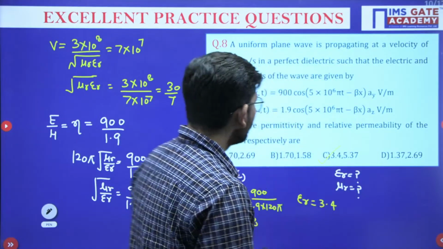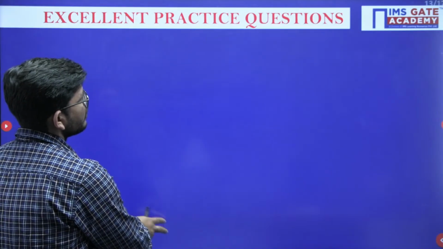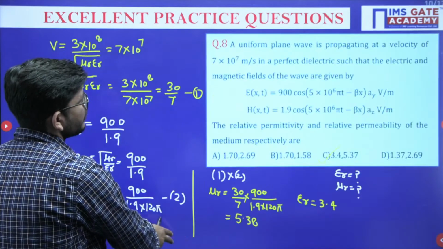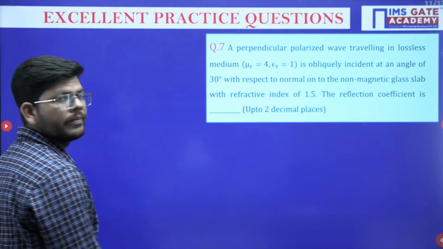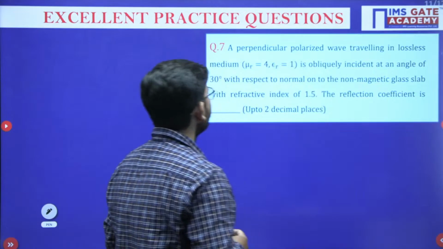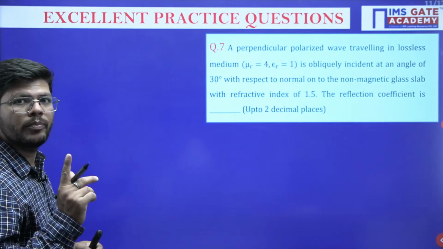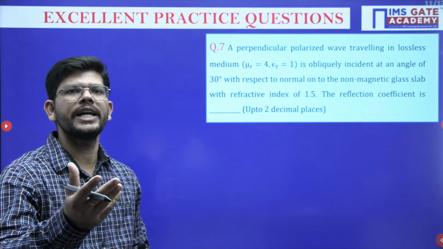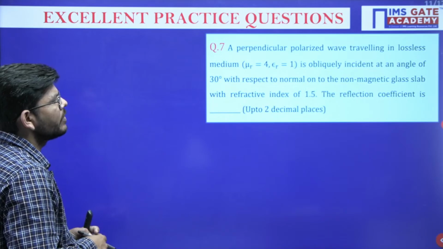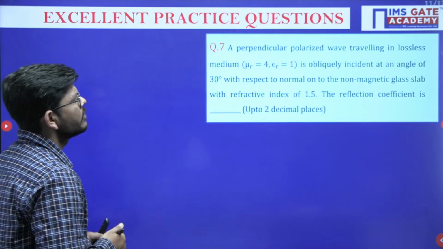Okay, so now let me move to the next question. Question number 8 we have done first, then we are going to solve 7. A perpendicular polarized wave traveling in a lossless medium, mu r and epsilon r are given to us. Perpendicular polarization is the case. We can expect a GATE question from this particular topic. In a lossless medium, mu r epsilon r is given, is obliquely incident at an angle of 30 degrees.